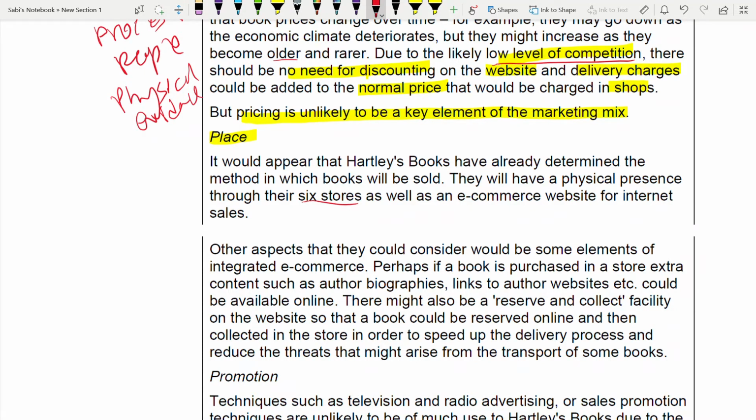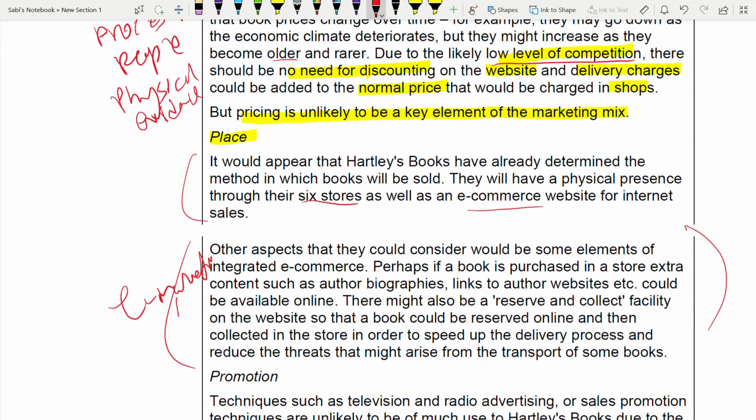See, first paragraph, give a little bit of background about the case study, that they have 6 stores. They are also going to have an e-commerce website. Next, you explain here how they can market. You have to think online always when they are marketing, because we are talking about e-marketing. So second is e-marketing, how they can market.